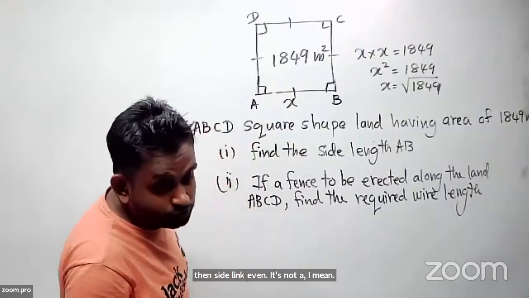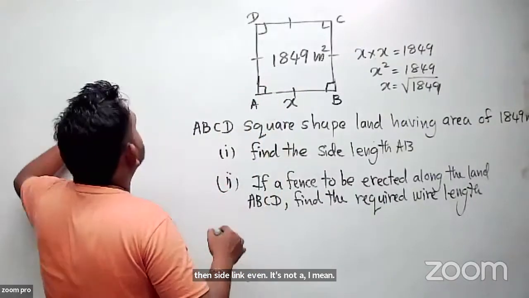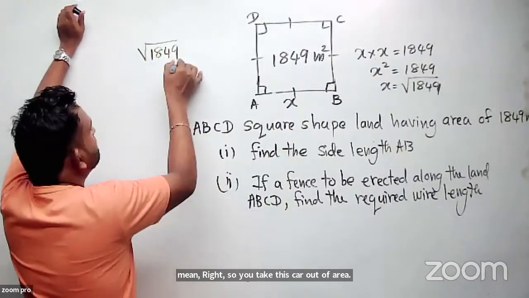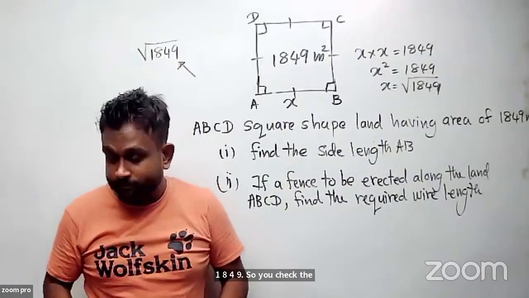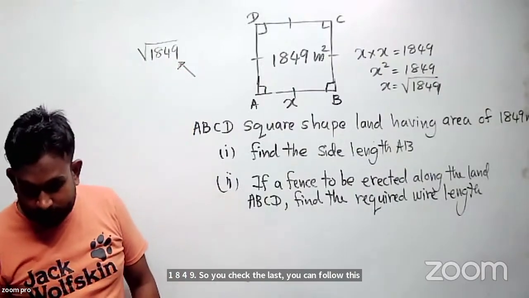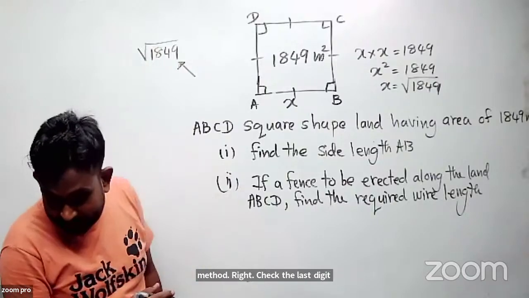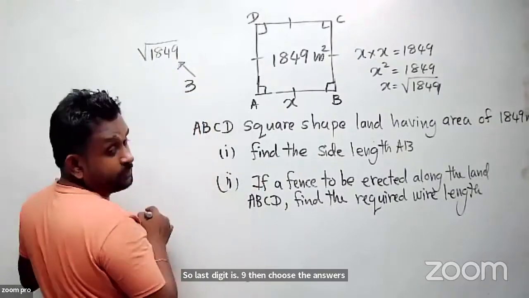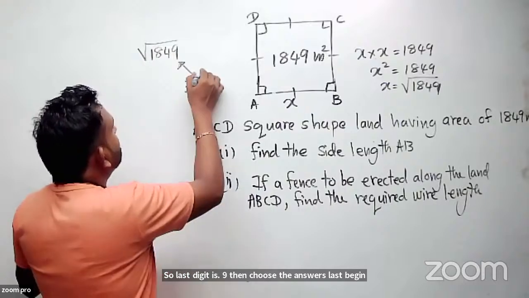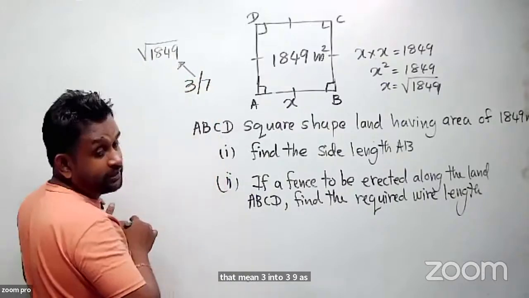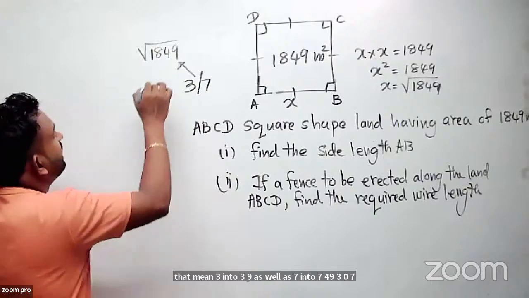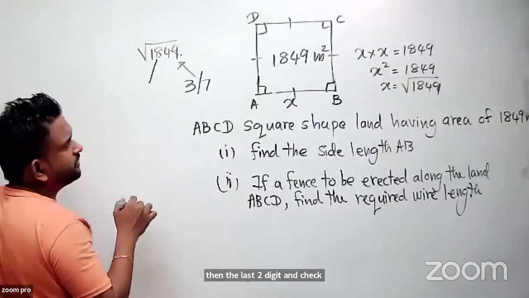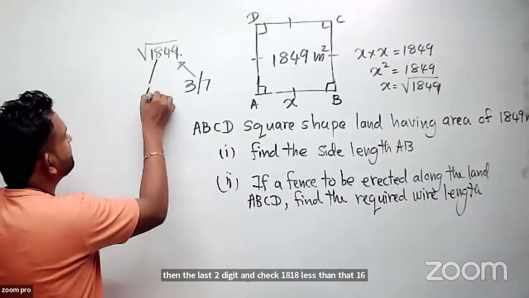Okay, right, so you take the square root of 1849. You check the last digit. You can follow this method, right? Check the last digit. The last digit is 9, so choose the answer's last digit: 3 into 3 is 9, as well as 7 into 7 is 49. Then cut the last 2 digits and check 18. Less than 18, 16 is the perfect square. Then 4 is the answer.